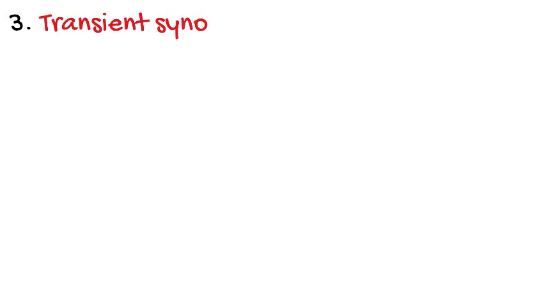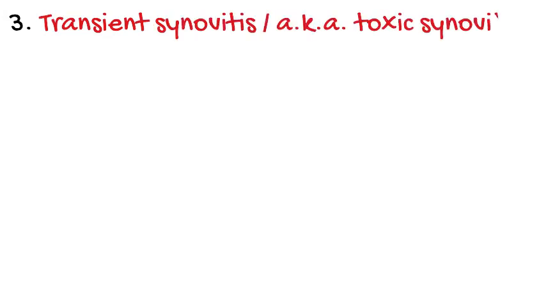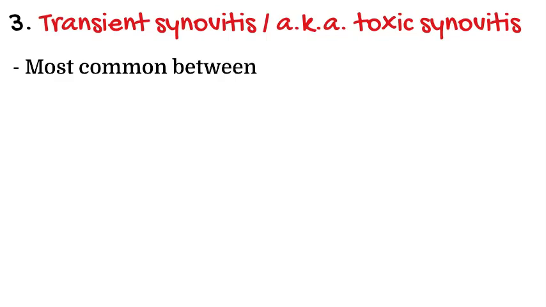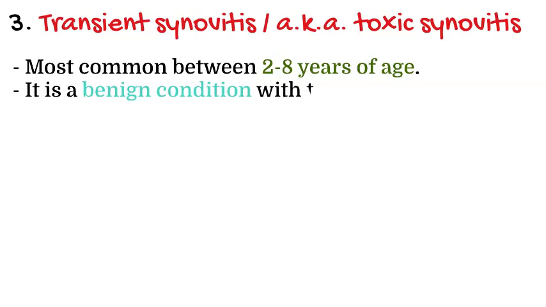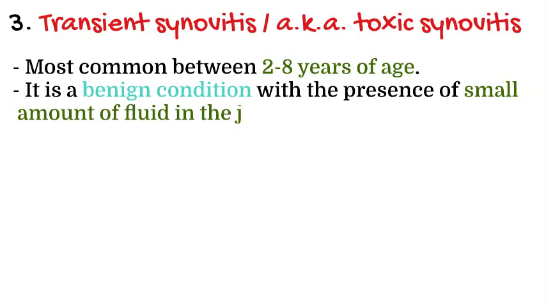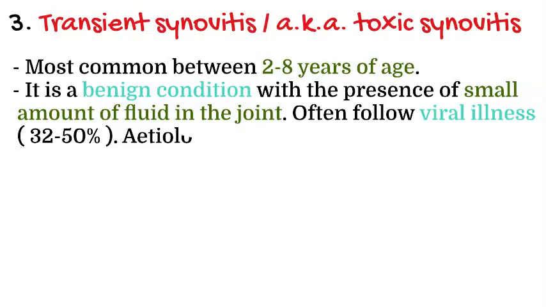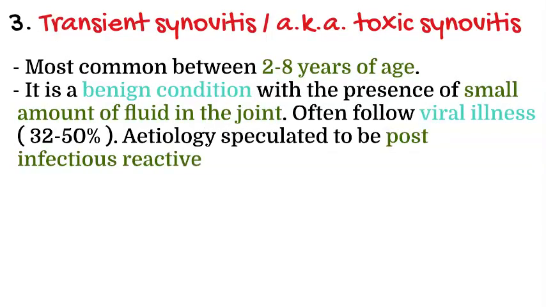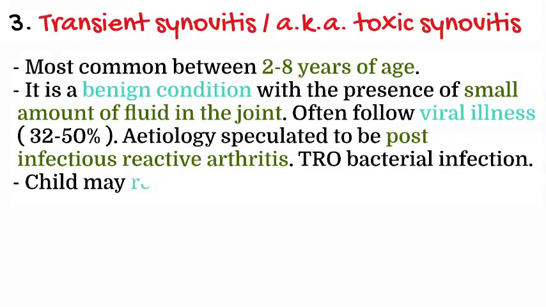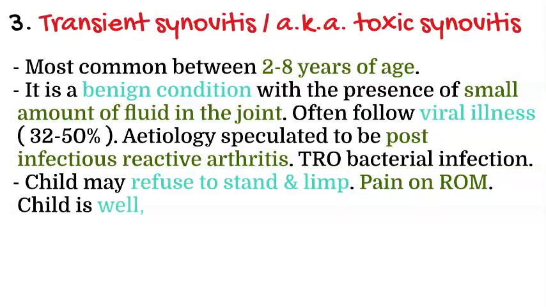Number 3, transient synovitis, also known as toxic synovitis. Most commonly occurs between the ages of 2 to 8 years old. It is a benign condition with the presence of a small amount of fluid in the joint. It often follows viral illnesses in around 32 to 50% of cases. Etiology is speculated to be post-infectious reactive arthritis, but you need to rule out bacterial infection.